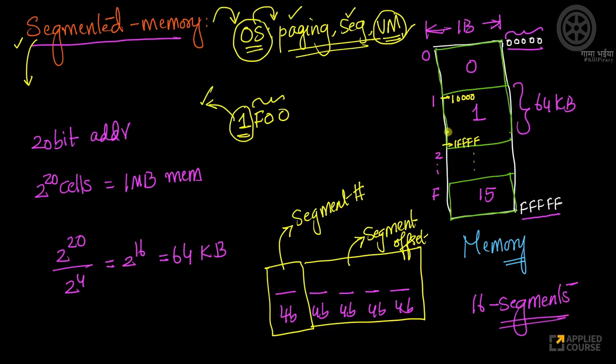Within the segment, I have to go to the base address. The base address of this segment will be 10000 in hexadecimal, and the offset here is F000. So this is called the base address. The base address is the first address in the segment. Offset is how many words or cells I am away. So this location will be 1F000, because I have 20 bits. The first digit is used as the segment number, and the rest of them are used as the segment offset.